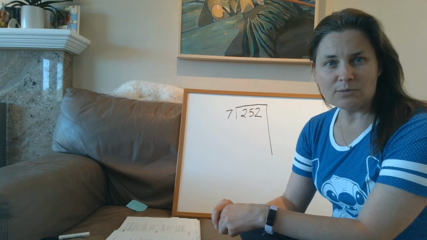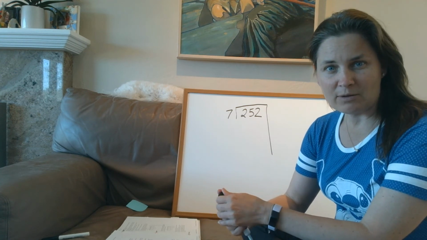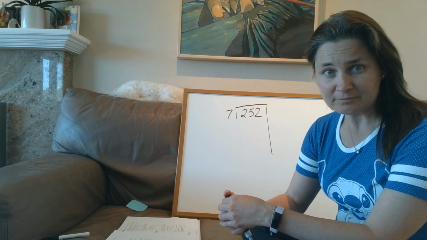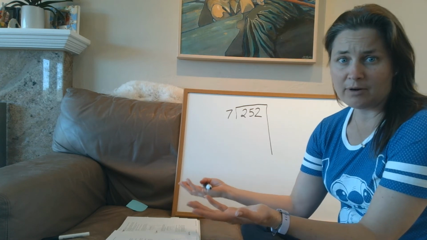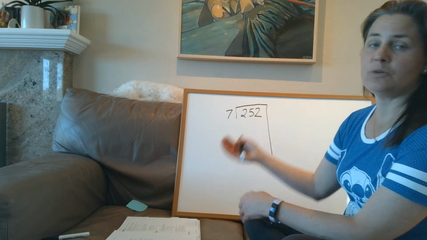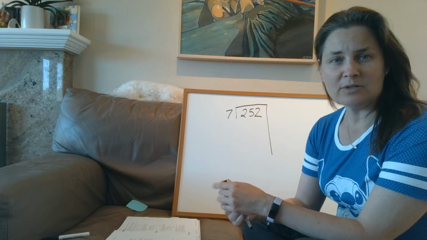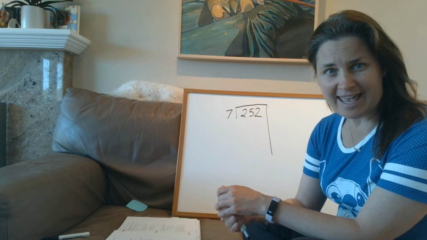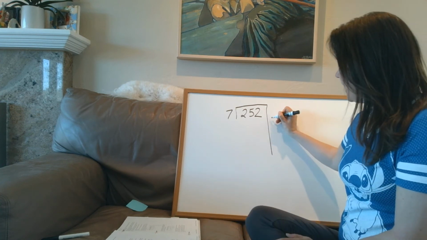So what you want to do is you want to think of a friendly number that you can multiply 7 by to get an easy number that is less than 252. So starting small, I'm going to go with 10. So I'm going to put my 10 over here.